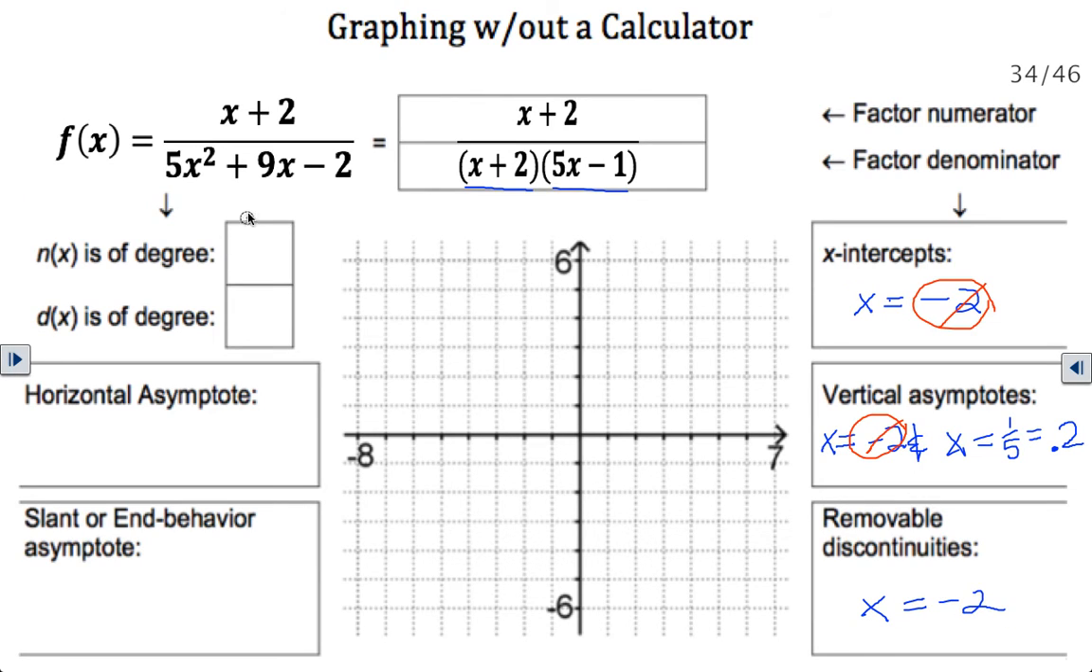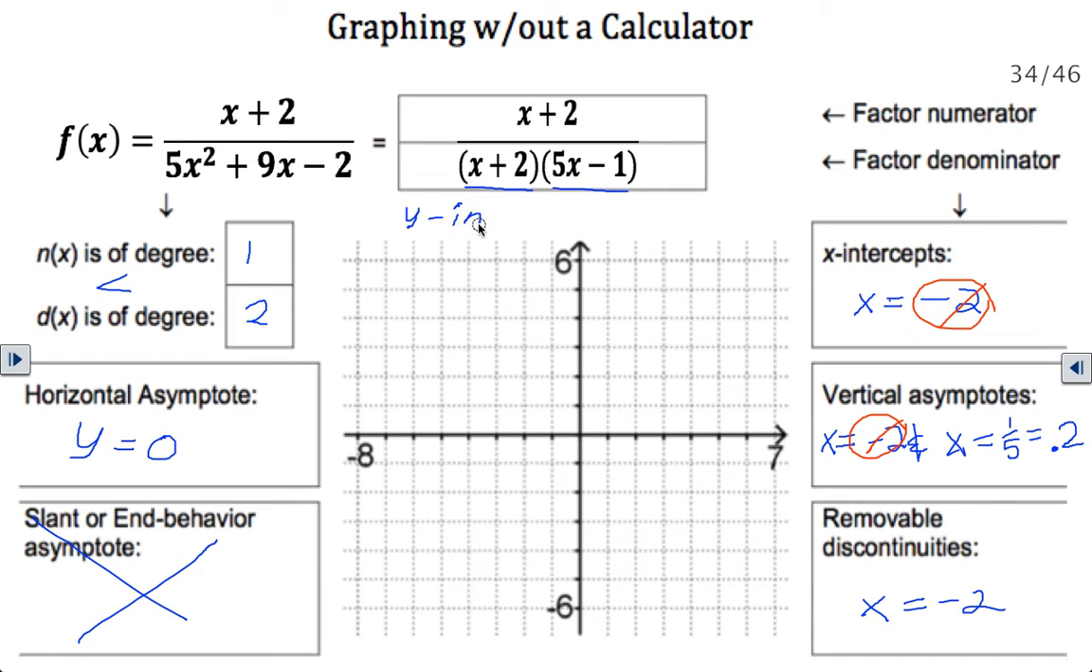Okay, let's look on the left side now. The degree of my numerator is a 1, and the degree of my denominator is 2. The relationship there is that the numerator's degree is less than the denominator's degree. So my horizontal asymptote is at y equals 0. Because I have a horizontal asymptote, I cannot have a slant or end behavior asymptote. And then I think I'm ready. Oh, wait, no, I need to find my y-intercept.